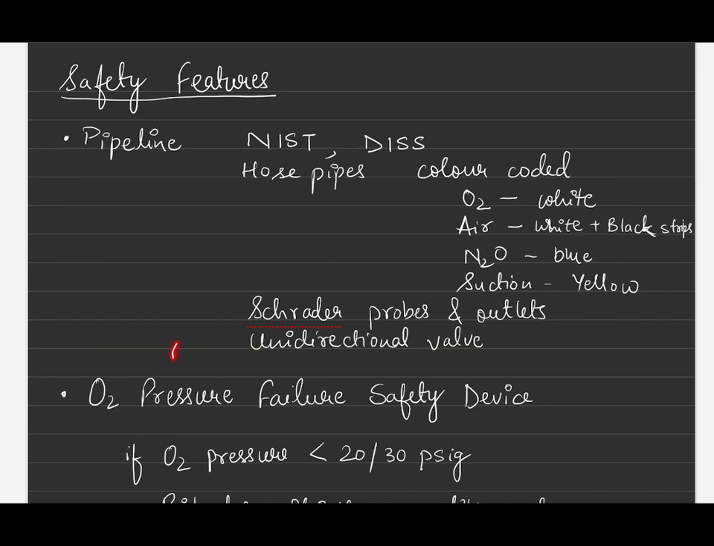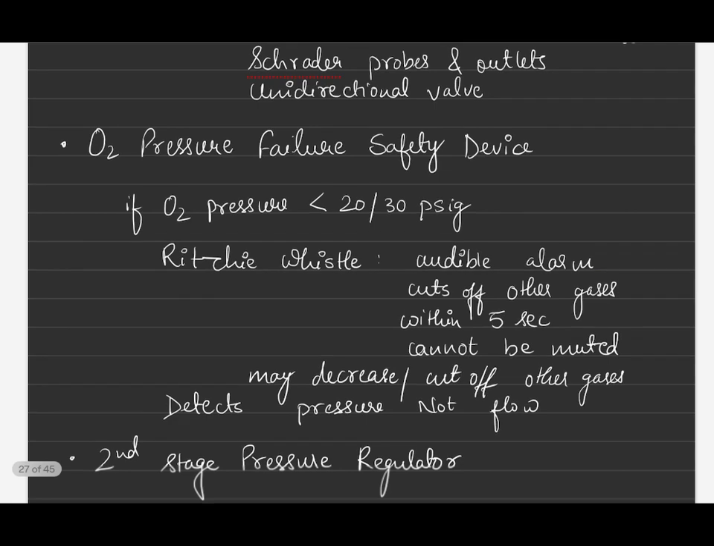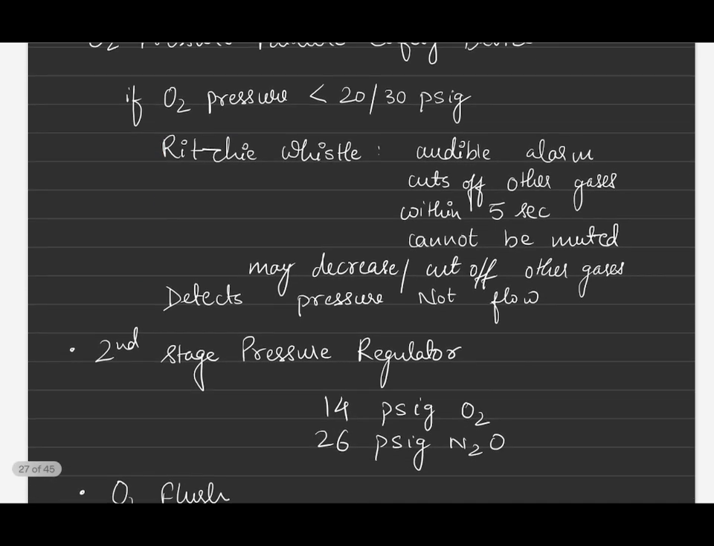Then after pipelines, we have oxygen pressure failure devices, which we have discussed earlier. If the oxygen pressure, in some books it is written 20 psig, in some books it is written 30 psig, falls below 30 psig, there will be a proportional decrease or shutting down of other gases. And then the alarm system, in which we have Ritchie's whistle. Ritchie's whistle is an audible alarm. It cuts off other gases.